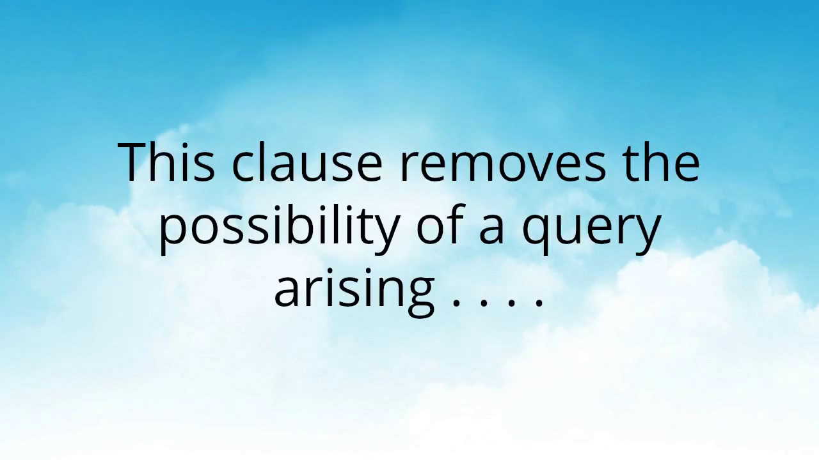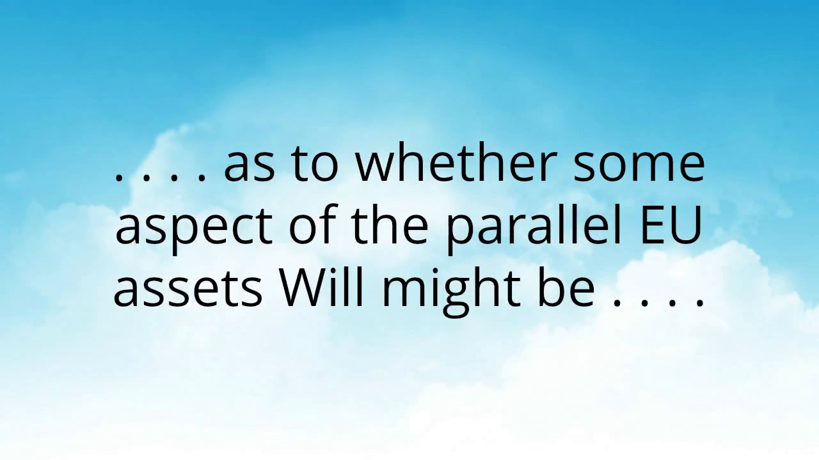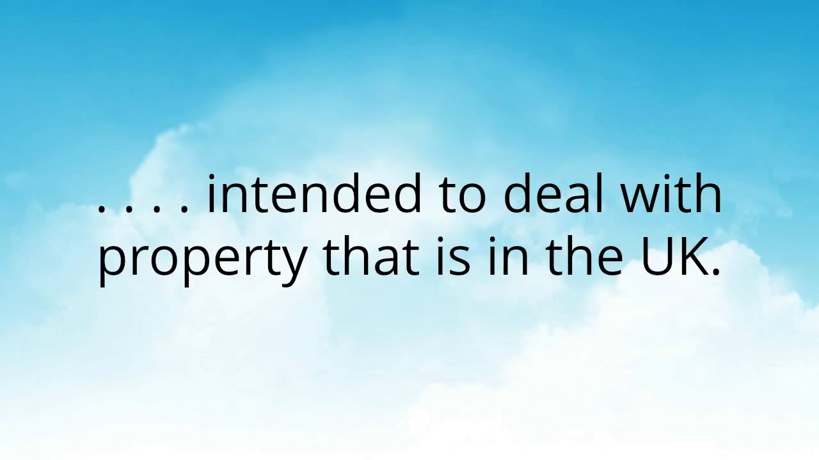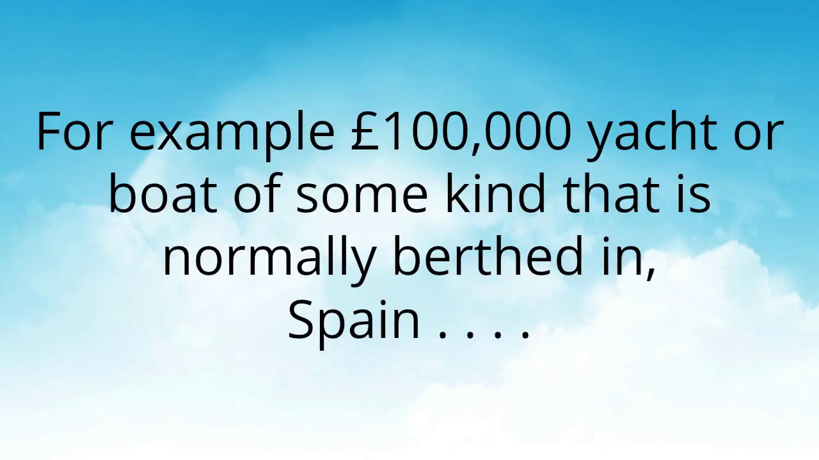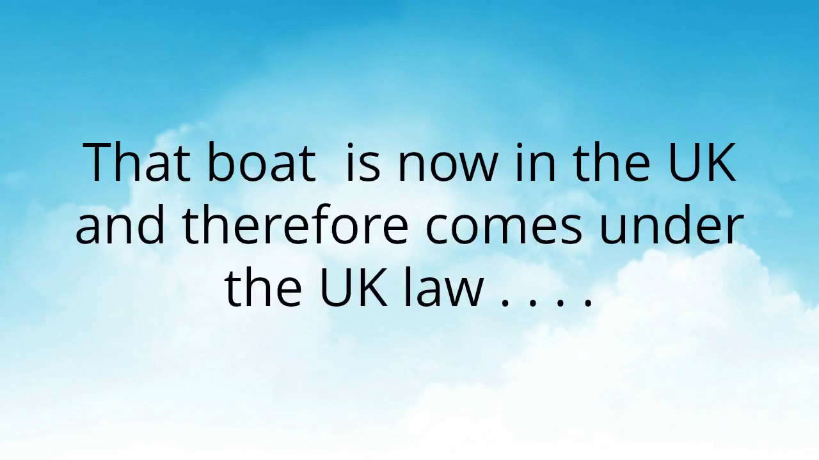This clause removes the possibility of there being any query arising as to whether some aspect of the parallel EU assets will might be intended to deal with property that's in the UK. For example, take a client who has a £100,000 yacht or speedboat that is normally berthed in a marina in Spain around the corner from his villa or her villa. But on the day that he or she died, that boat was berthed in a UK port because they had come over to do Christmas shopping. This is an actual case I'm referring to. The boat is now in the UK.